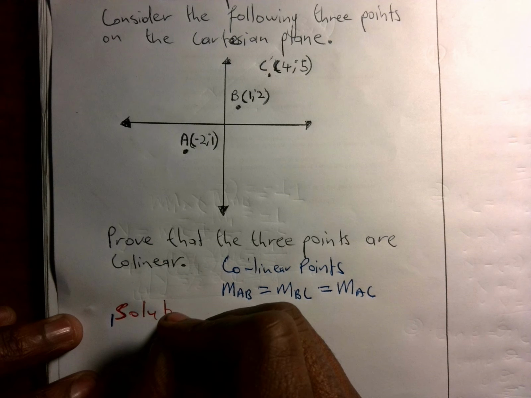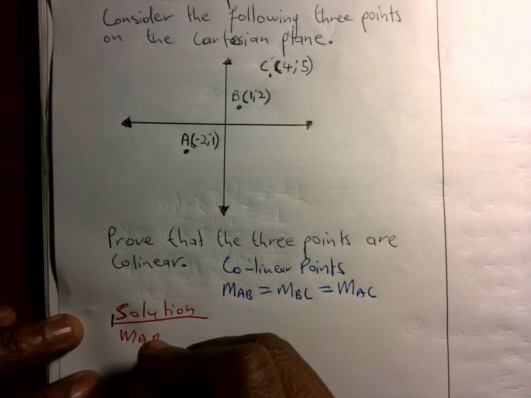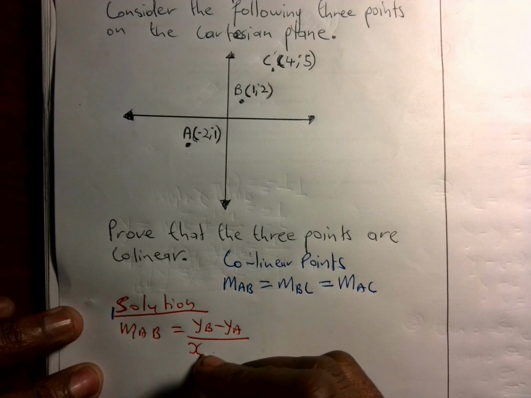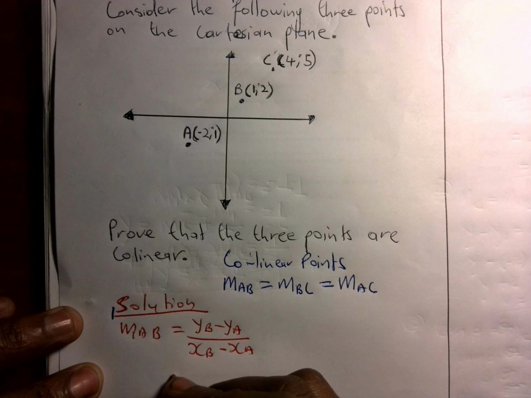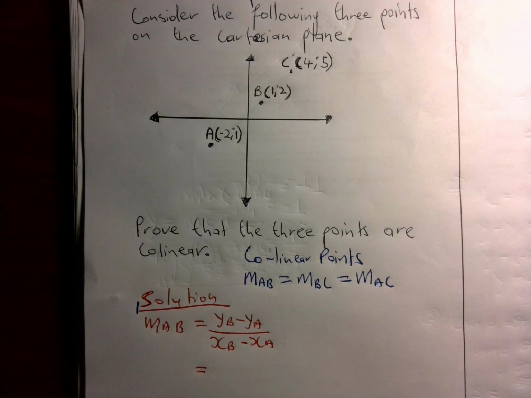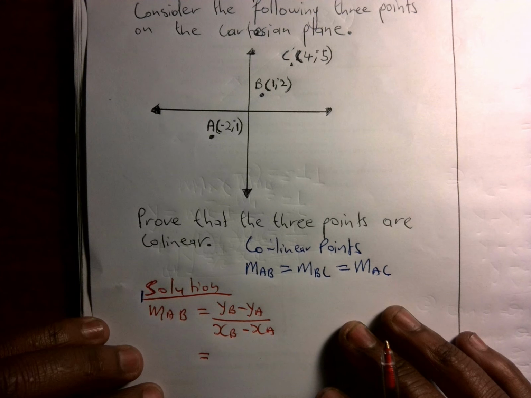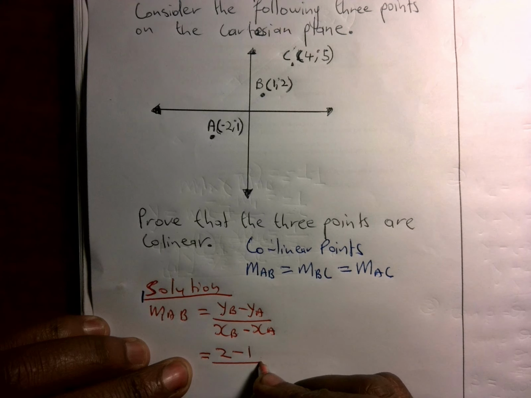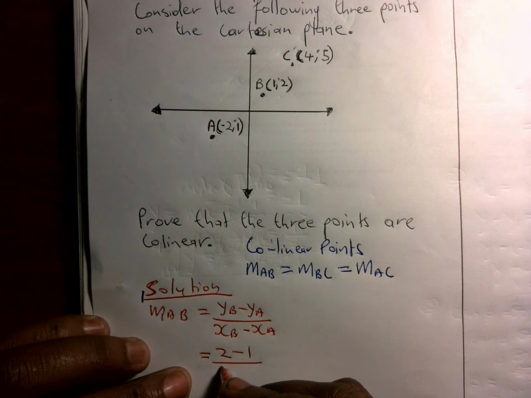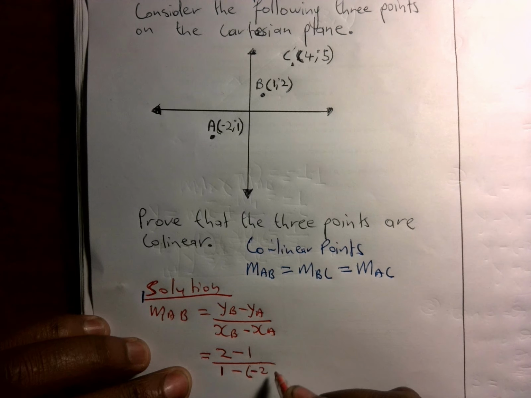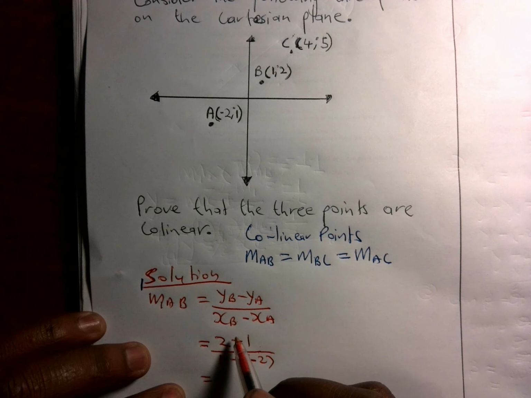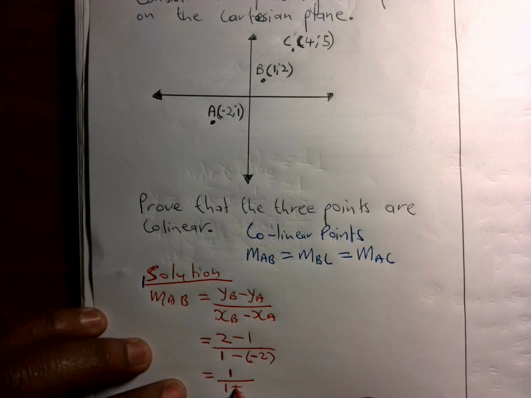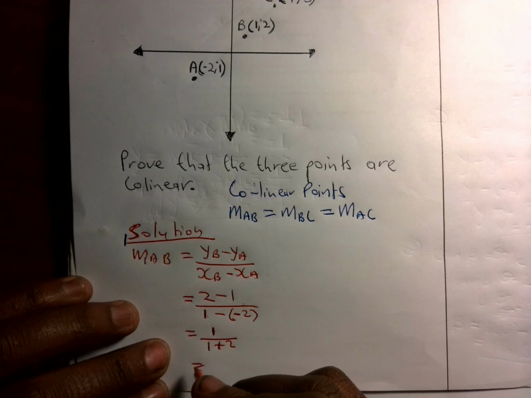We're going to say MAB is equal to yB minus yA all over xB minus xA. What do we have for yB? That will be 2 minus 1 over xB, that will be 1 minus minus 2. So that will be 2 minus 1 is 1 over 1 plus 2, that is going to be equal to 1 over 3.